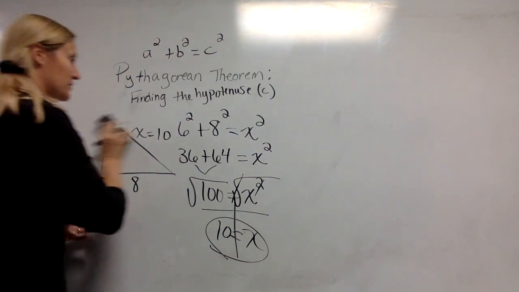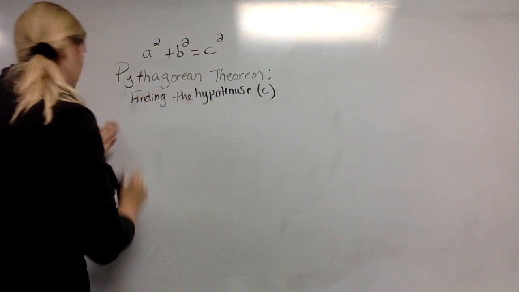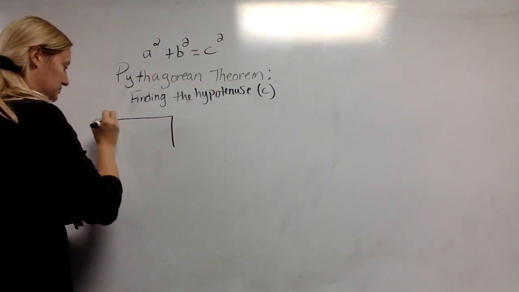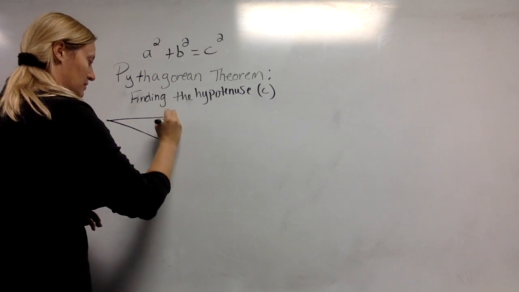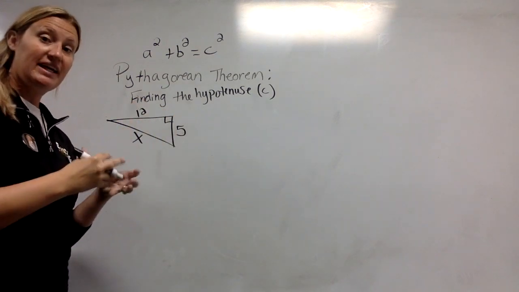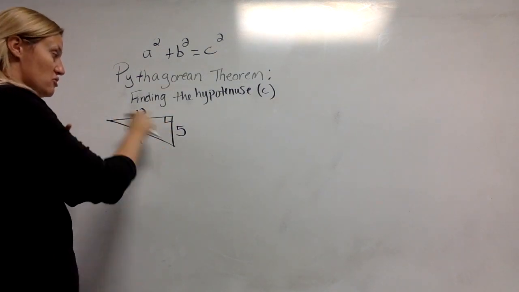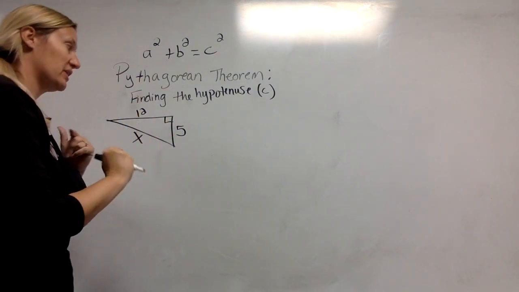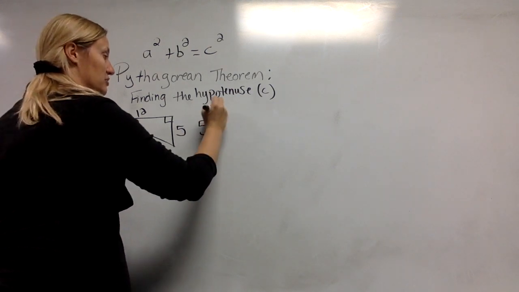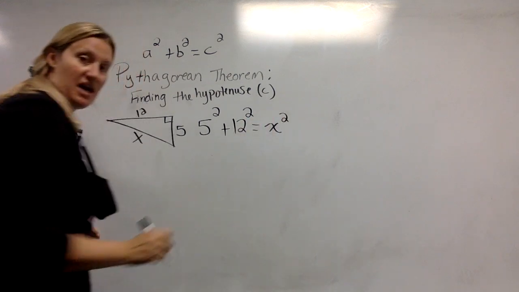We'll do another example. So if I have this triangle, again, A and B are the two that are going to form the right angle, which is right here. So I know that these are the legs. So I'm going to plug in 5 and 12 for A and B. So 5 squared plus 12 squared will give me X squared.